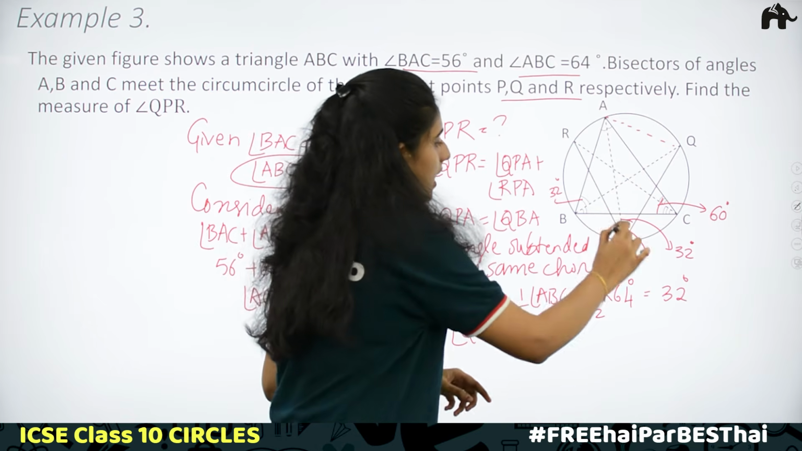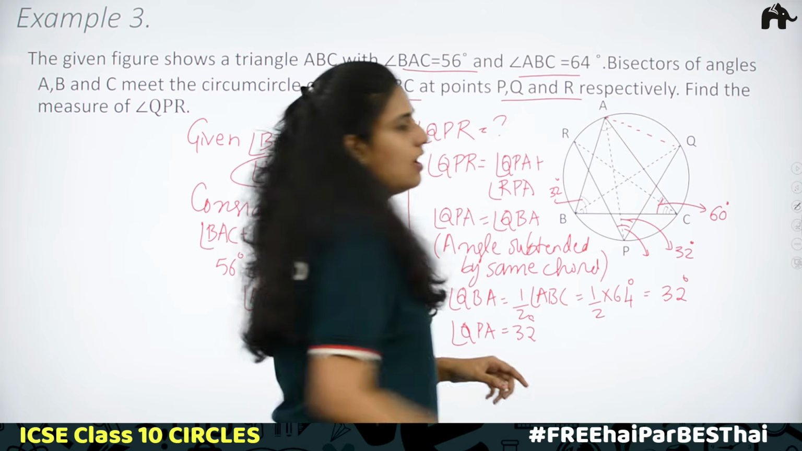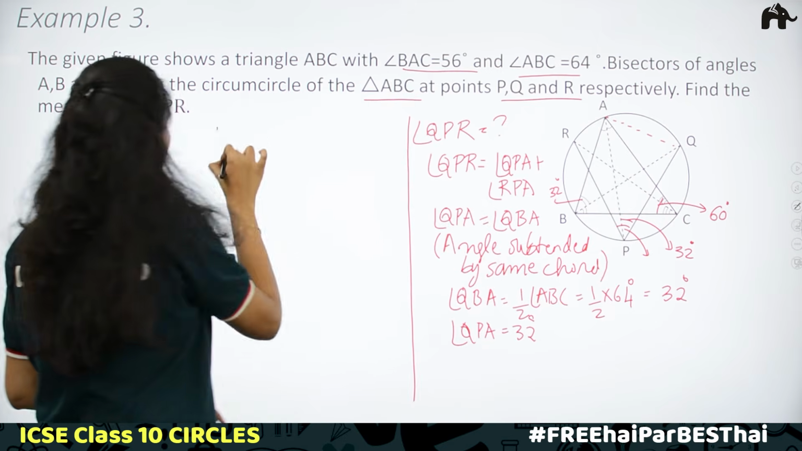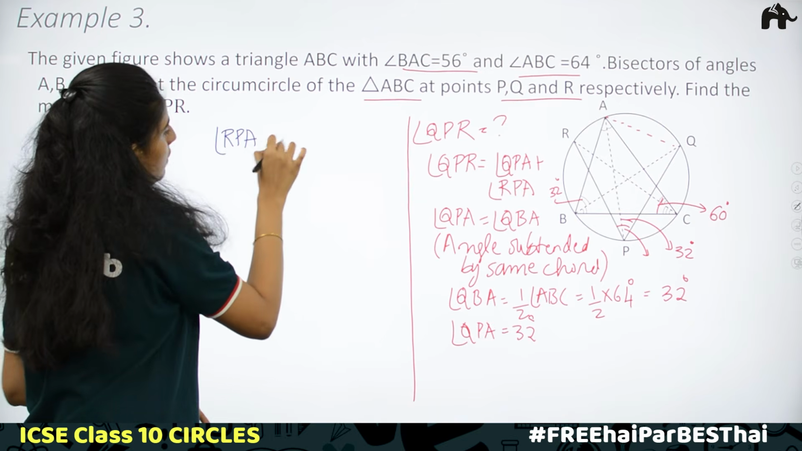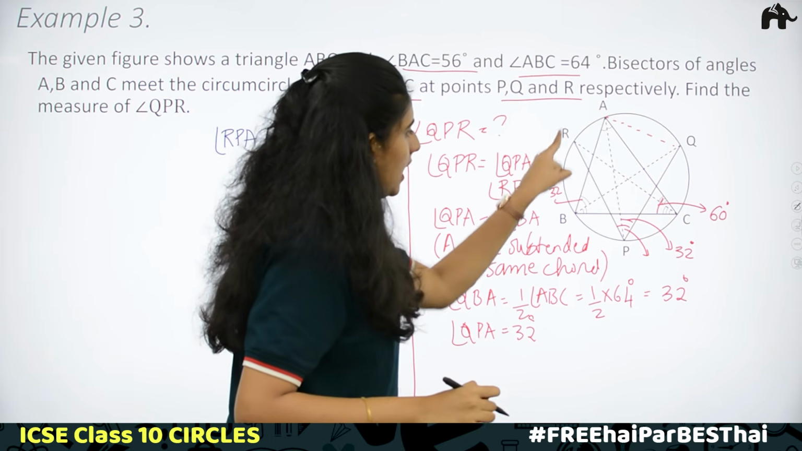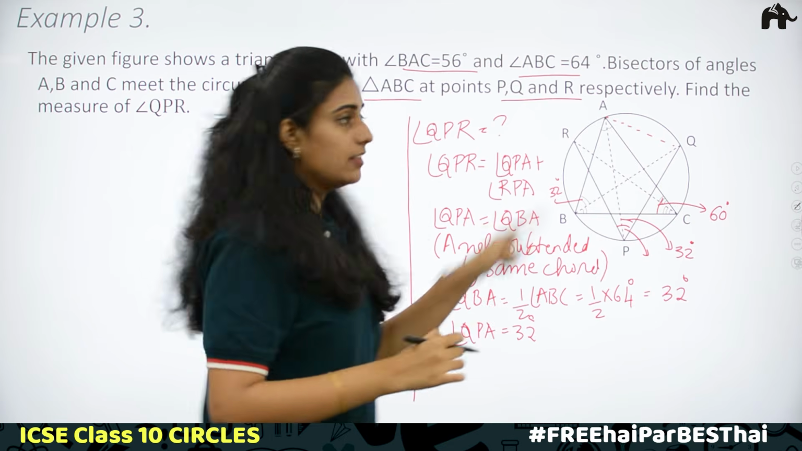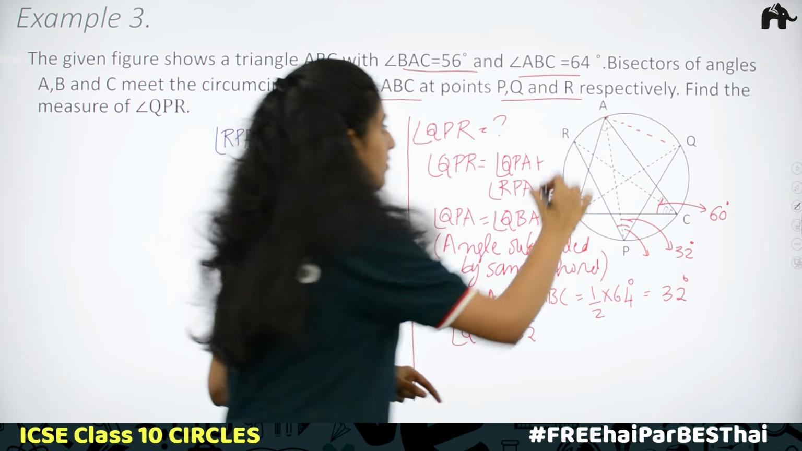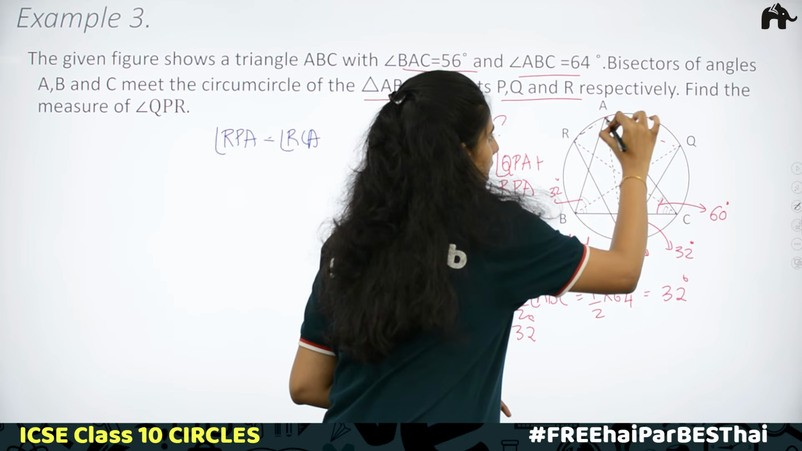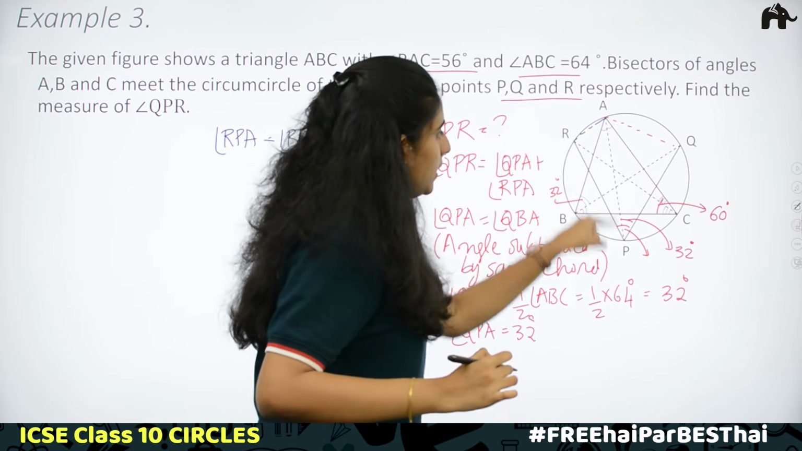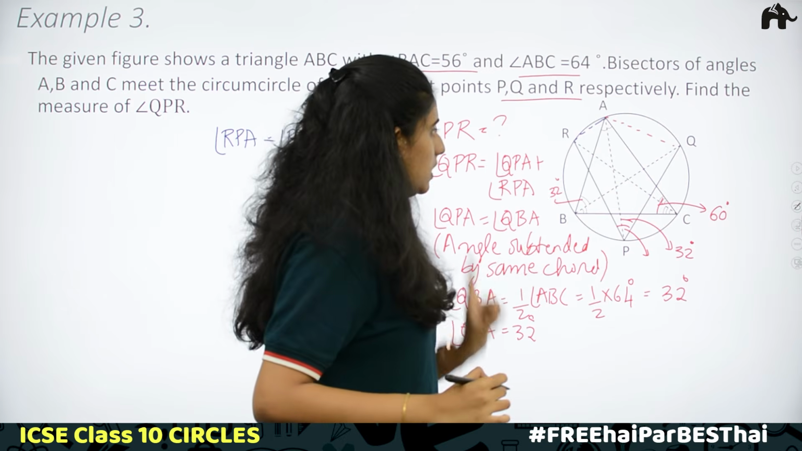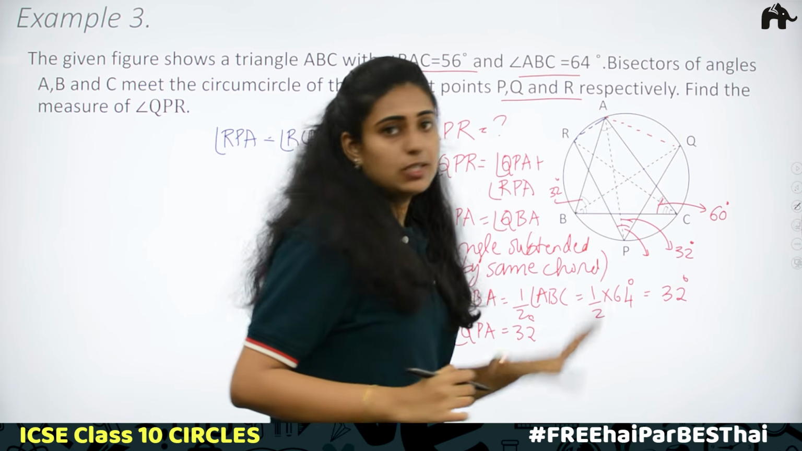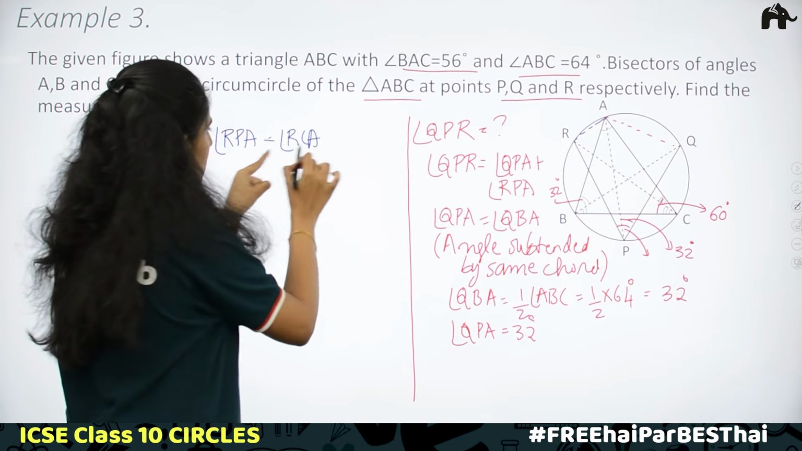Now we have to find RPA. How to find RPA? Angle RPA will be equal to angle RCA, for the same reason. When you consider the chord RA, it subtends angle RPA at point P and angle RCA at point C. Therefore, their measures will be equal. RPA will be equal to RCA.